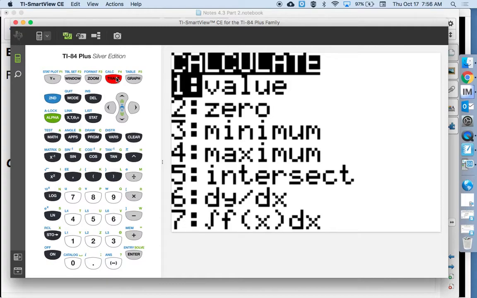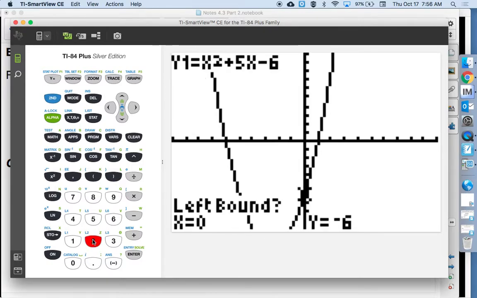So the calculator finds that for you as well. If you hit number 2, here's the weird part of the calculator. It says left bound. We need to trap the intercept between two numbers. So right here's my intercept, and I need to trap it between two numbers so that it can calculate it. I need a number on the left and I need a number on the right.